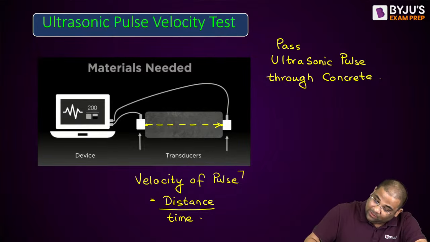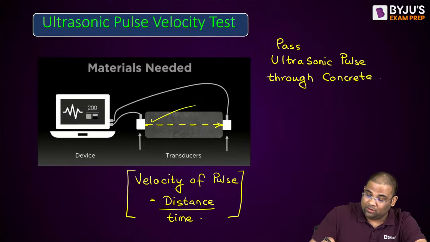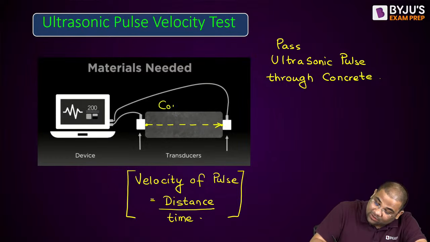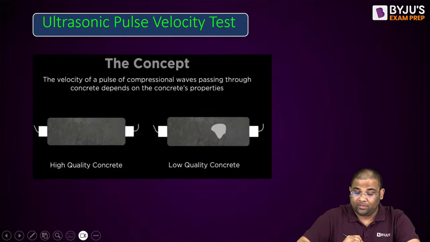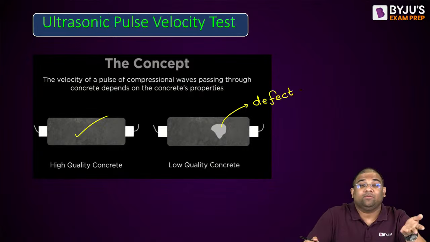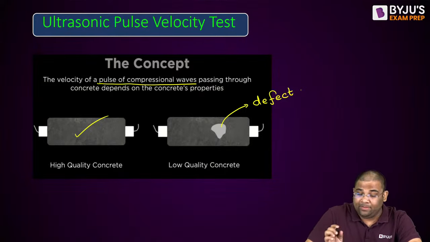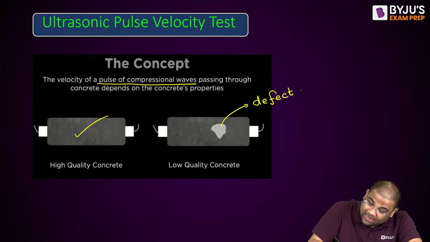So the velocity of the pulse through this particular concrete will decide the quality of the concrete. If we have two concretes, one high quality and one low quality, where we have a defect, the velocity will vary. So what is written here: the velocity of the pulse of compression waves passing through the concrete depends on the concrete properties and quality.